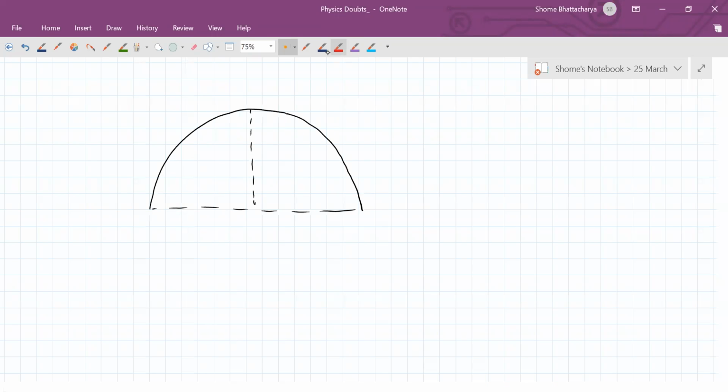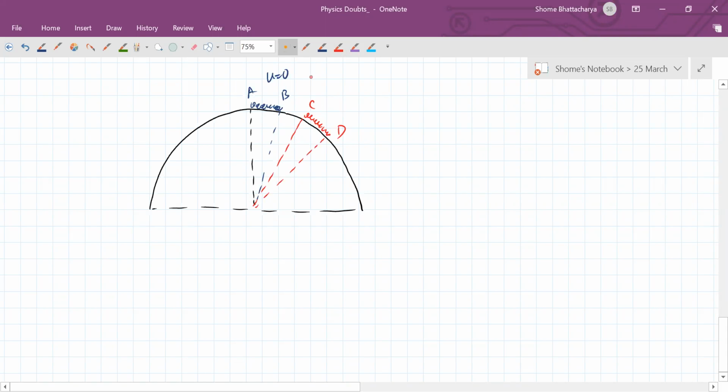You release the chain from this position, say AB. Now it started sliding. So it started from rest over here. After some time, the chain has reached here, let's say, to the position CD. So your initial potential energy was when it was at AB.